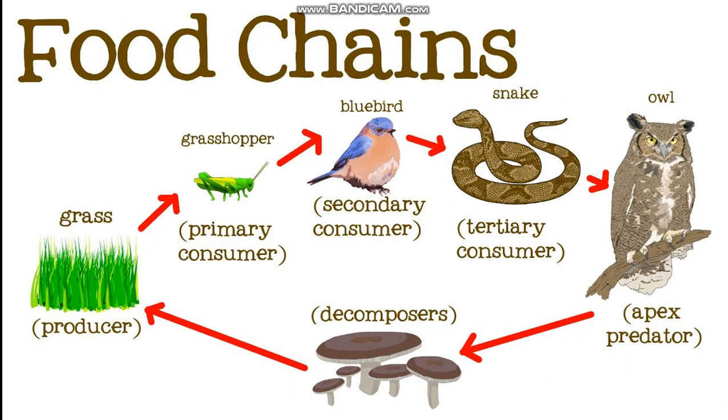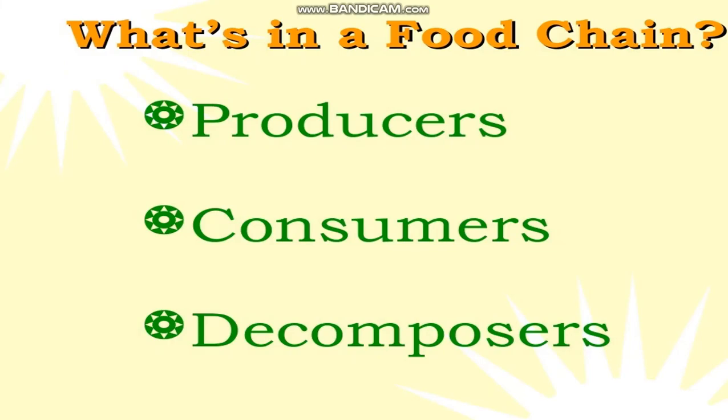When the owl dies, the dead body of this owl is then decomposed or broken down by these decomposers. We'll also talk about the decomposers in another session, but right now we're just going to see what makes the food chain. So number one is the producers.